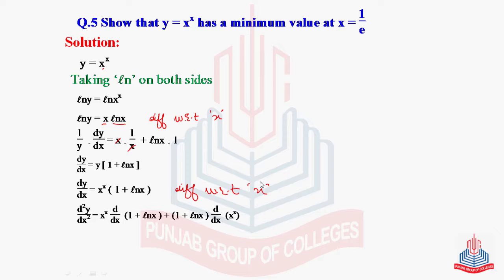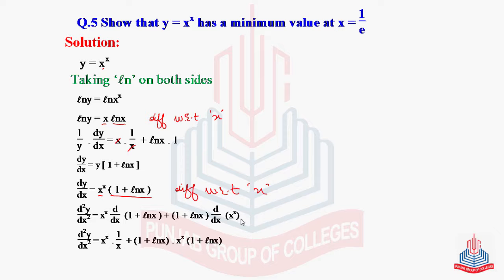This will become a second derivative, which is d2y by dx square, and on right hand side again a product of two terms, x raised to the power x and 1 plus log x. This x raised to the power x will be as it is, and we have to take a derivative of second function, which is 1 plus log x, plus then 1 plus log x will be as it is, and derivative d by dx will be x raised to the power x. Now applying differentiation, x raised to the power x will be as it is, and derivative of 1 plus log x is 1 over x, plus this 1 plus log x will be as it is, and derivative of x raised to the power x.